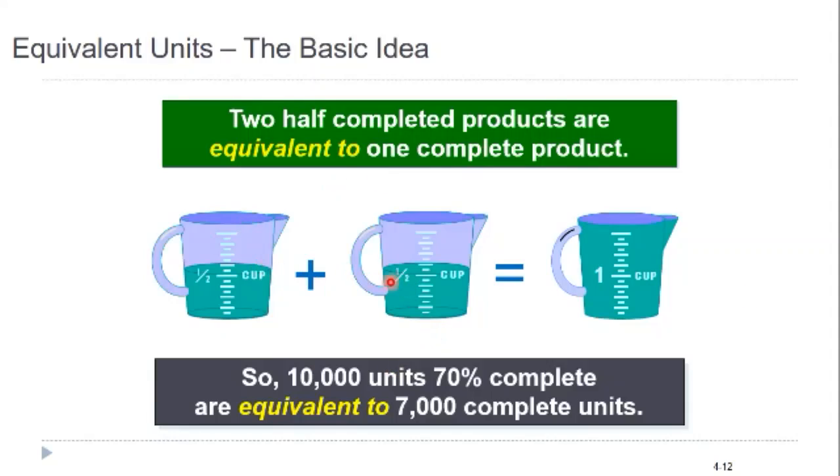If it's less than a half, like 10,000 units, 70% completed would be 7,000 complete units. If we have 10,000 units, 30% completed, it will be 3,000 equivalent units. So that's the basic idea of it.